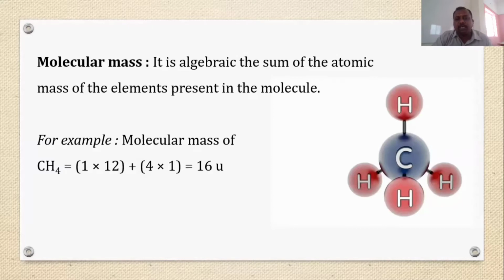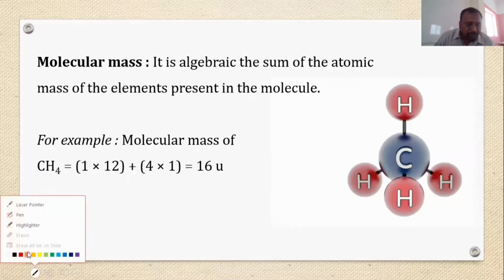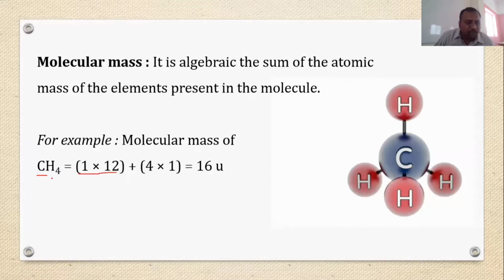For example, the methane molecule. For the molar mass of methane, we know that the mass of carbon is 12 and hydrogen is 1. So see here, 1 carbon is there, so 1 × 12, 4 hydrogens are there, so 4 × 1, so 12 plus 4 is 16 u. So the mass of methane is 16.